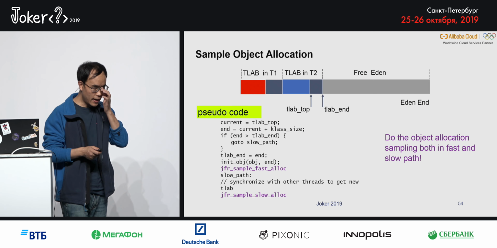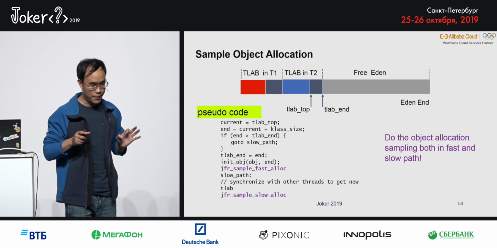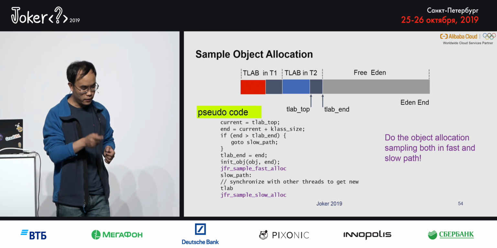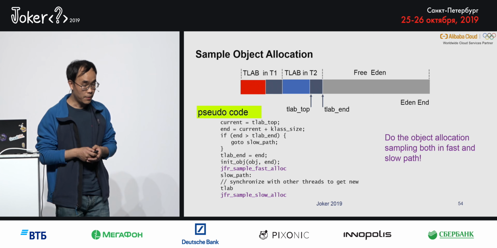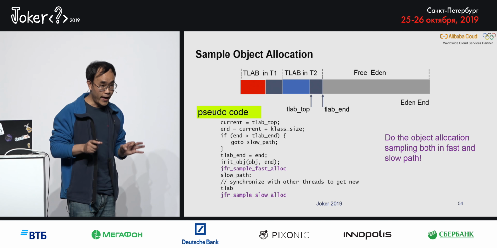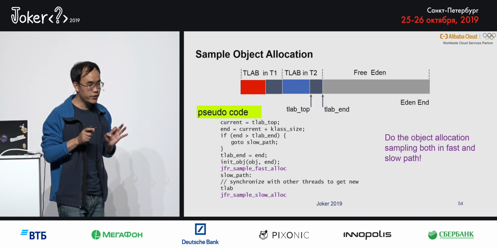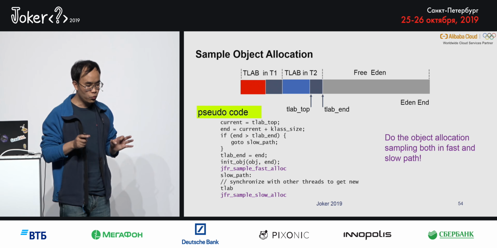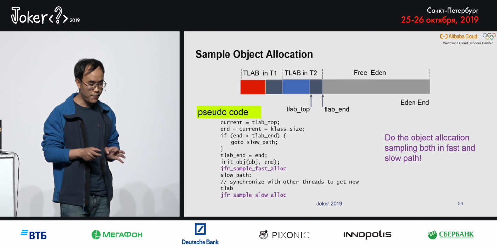This slide just shows when we do the sampling allocation. You can just look at this picture. Here are some basic concepts used in HotSpot. Object allocation always happens in Eden space, and TLAB is used by HotSpot for fast allocation. In this example, we have two threads, T1 and T2. Each of them has its own TLAB space.